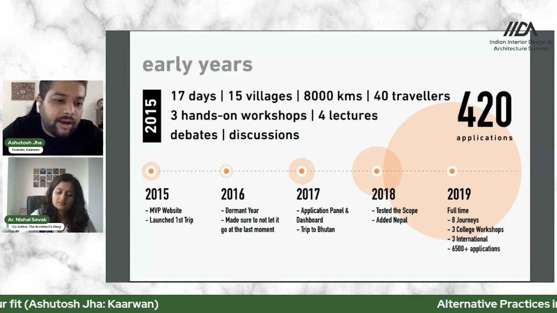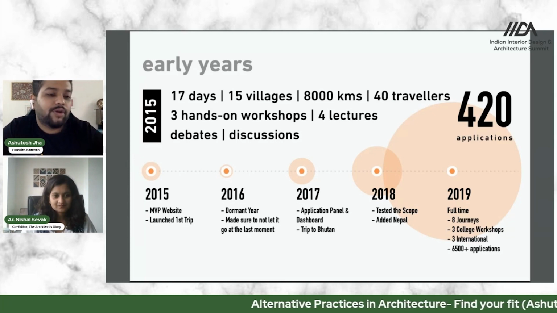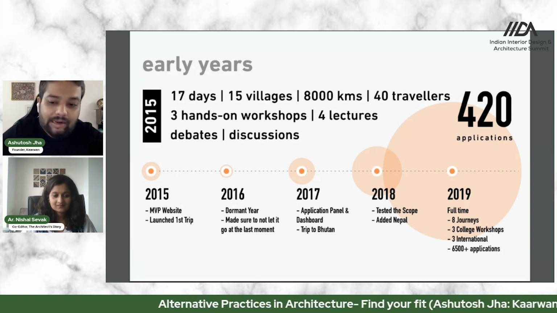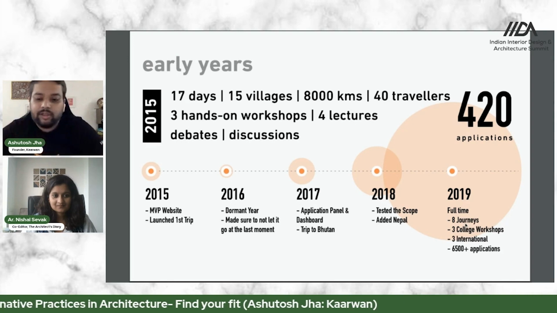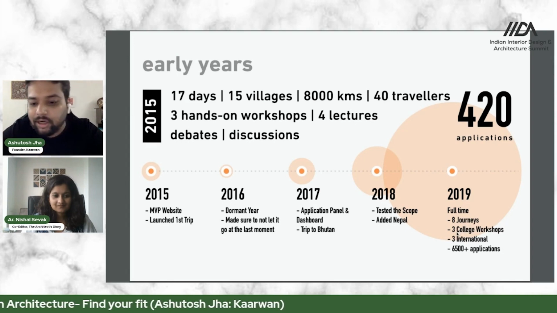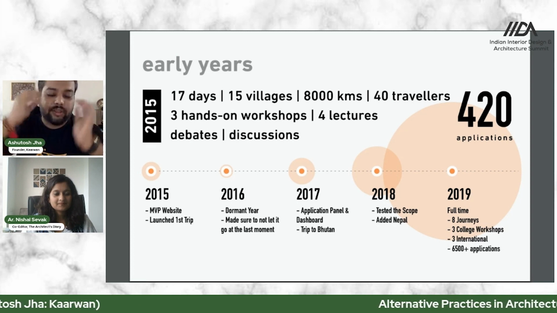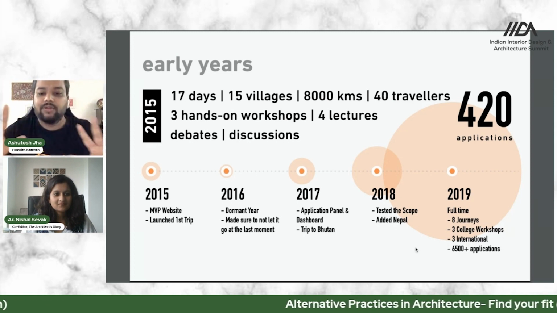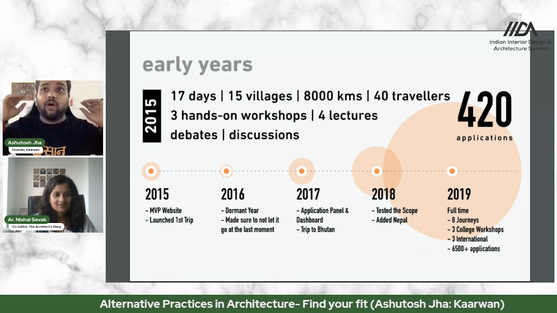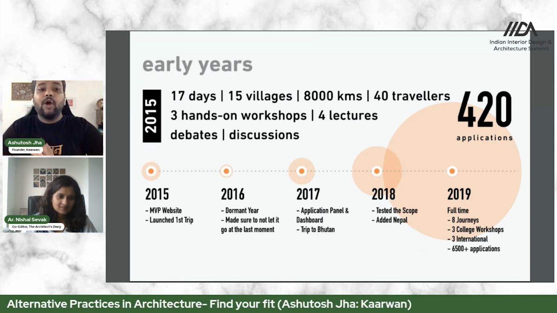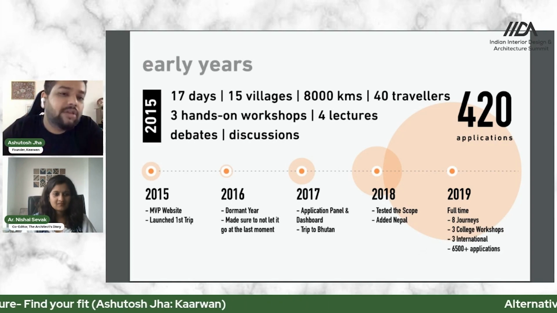I started building a team of people who would curate these journeys, who would reach out to colleges, who would travel with me. In 2019, we did not do a lot. We had 8 journeys, 3 college study tours, and 3 international trips, and we received 6,500 plus applications throughout the year. That was going really well. For 2020, we already had a couple of colleges whose tickets and flights were booked, and we had a lot of amazing journeys planned.